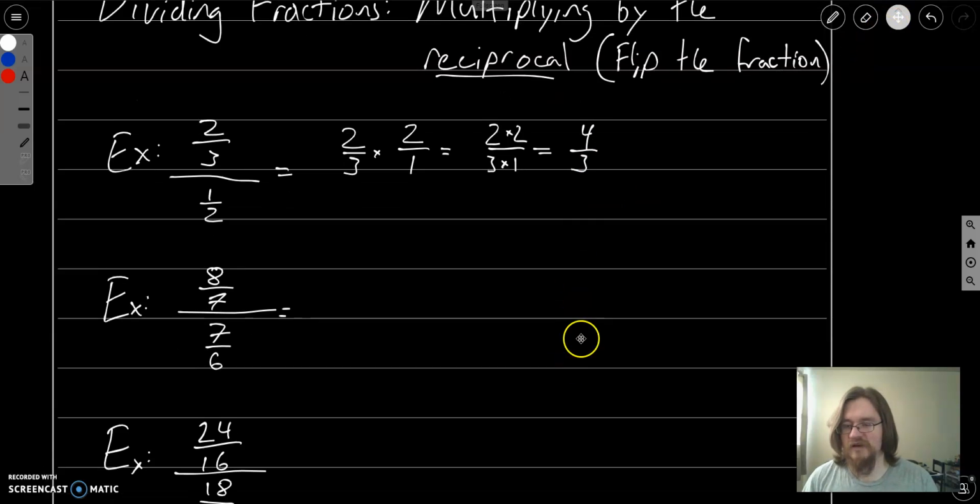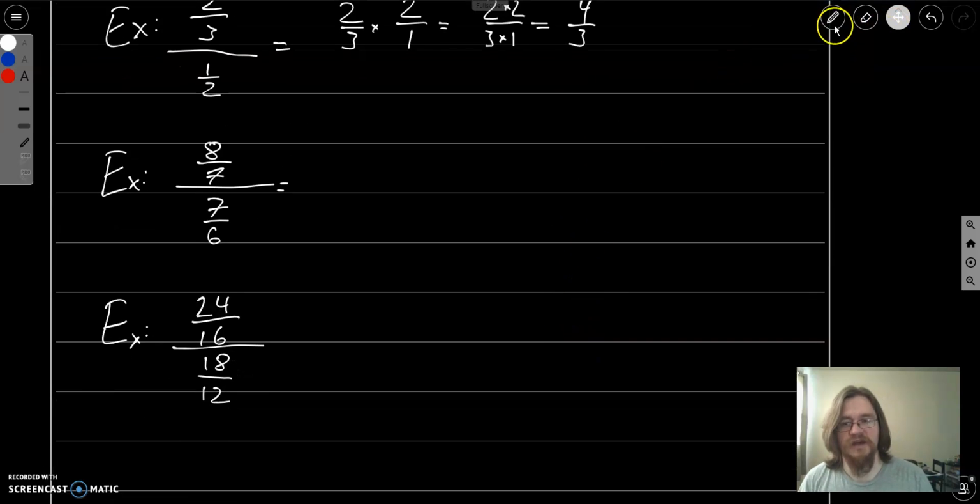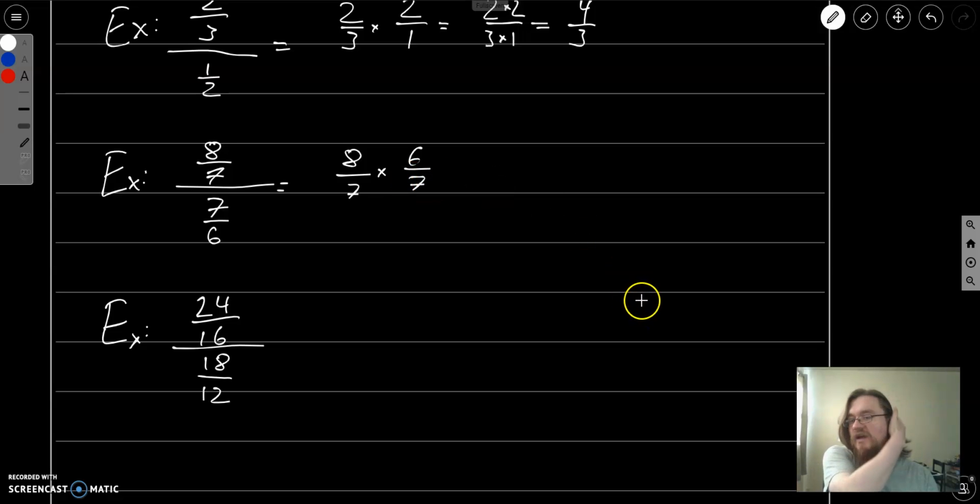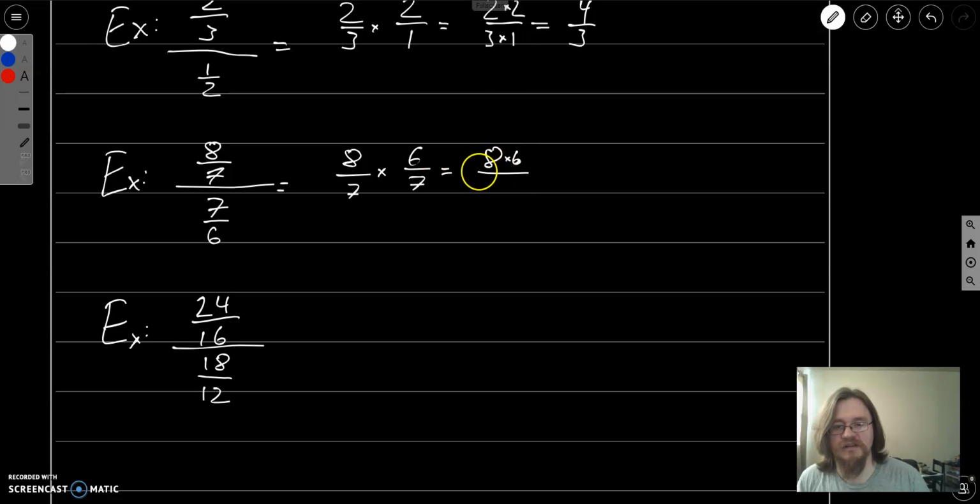On the bottom, the next fraction down here, 8/7 divided by 7/6. Again, we'll just write it as multiplication. We've seen how to do multiplication, we can do that. It's going to be 8/7 times 6/7. And then again, writing this down, we'll get 8 times 6 on the top and 7 times 7 on the bottom.